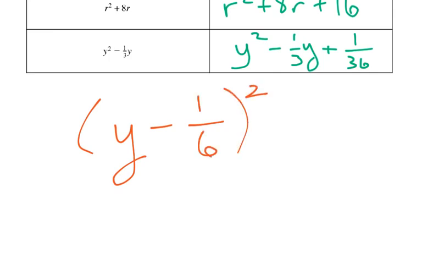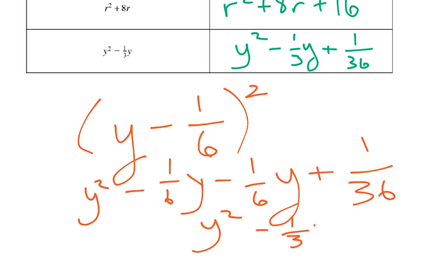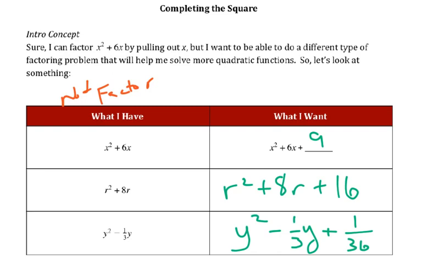1/6 squared, which factors out to be y squared, and I'm going to FOIL this completely, I'm not going to repeat it, minus a 6y, minus another 6y, and then plus 1 over 36. So then when I put those two middle terms together, I get that minus 1/3 y plus 1 over 36. That is exactly what we came up with going through just the steps. Now you're probably feeling good here, but maybe a little queasy here.